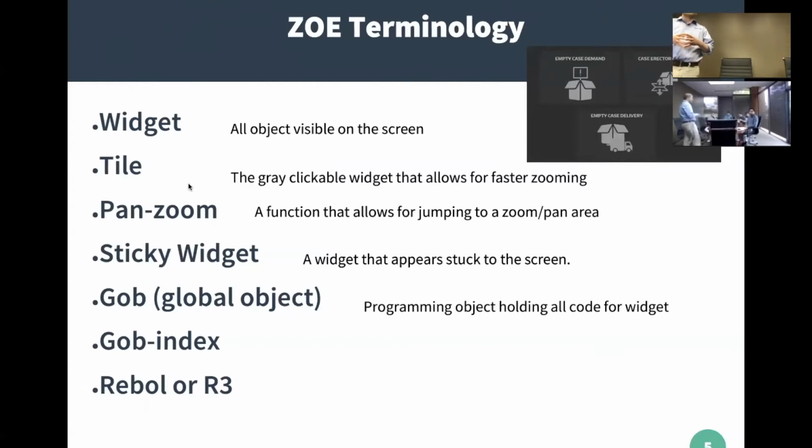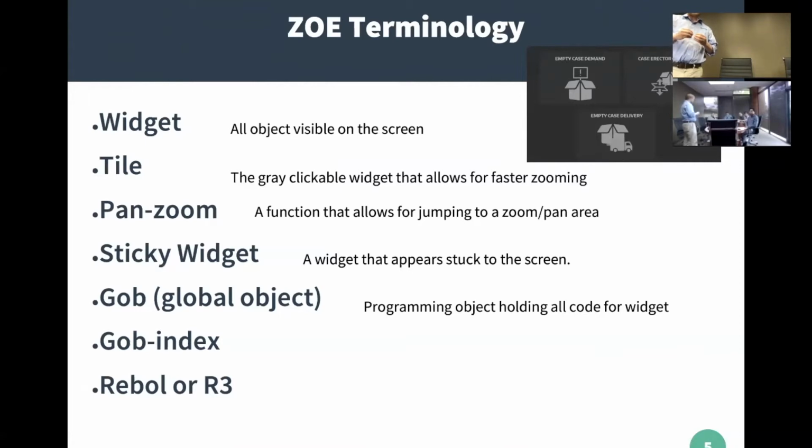The next thing is, I guess for Jack and Michael, this is probably going to be more useful. Everything in ZOE is kind of comprised of GOBs. GOB is a global object. So it's a programming object that holds all of the code for that widget.